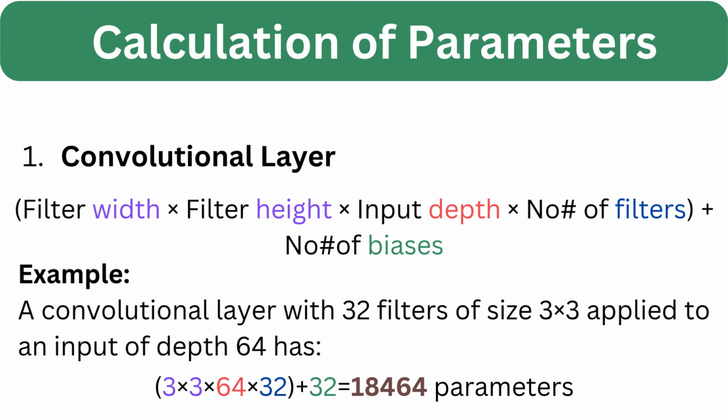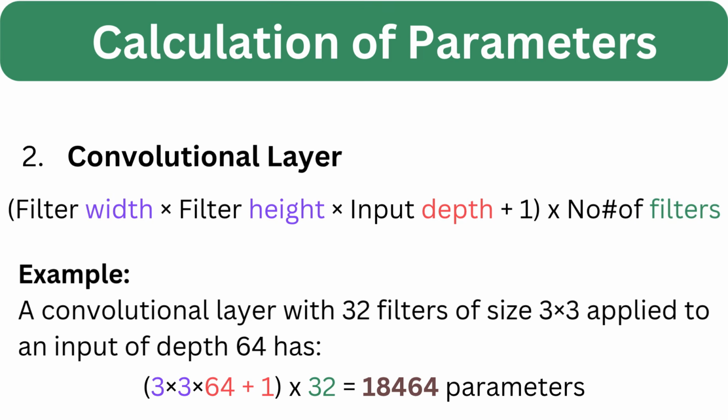For example, we have a convolutional layer with 32 filters of size 3 by 3. The input depth to this layer was 64. So 3 times 3, the filter height and width, multiplied by 64, the input depth, multiplied by 32, the number of filters, and then we will add 32 biases because each filter has one bias. That gives 18,464 parameters.